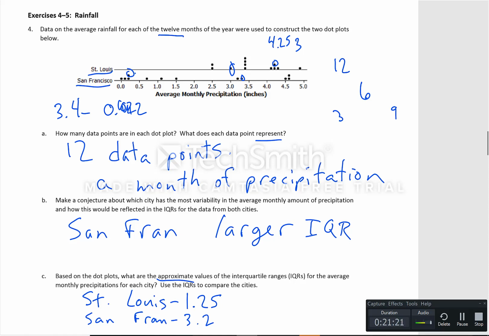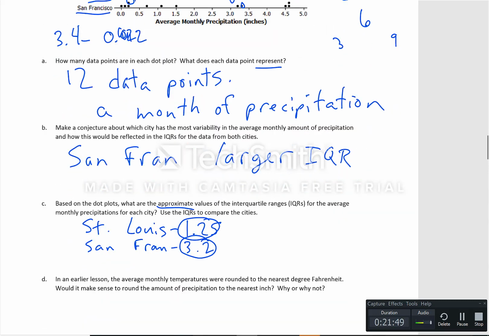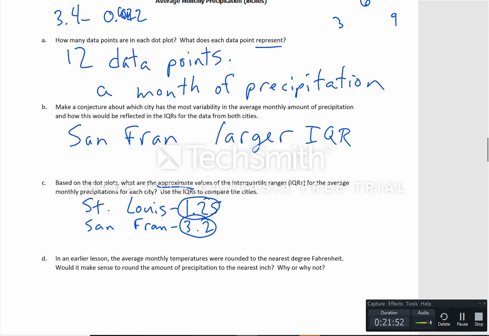So I found an approximate. Use the IQRs to compare the cities. So now I'm ready to compare them. In San Francisco, the middle half of the monthly precipitation amounts are within about 3 inches of each other. So there's going to be a lot more variability within San Francisco than we have in St. Louis, since it has that larger IQR. So my comparison is there's going to be much more variability in San Francisco. Alright, for D, we're going to skip it because of time.